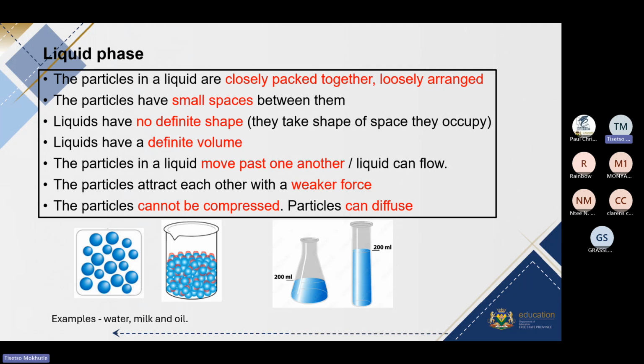Although there are spaces between particles of a liquid, they are not large enough to allow particles to squeeze in between those spaces. There are spaces, but they are not large enough to accommodate the size of the particles. So we cannot make, for example, 200 milliliters of a liquid become 150 milliliters. It is not possible. Though particles can still diffuse, they cannot be compressed.